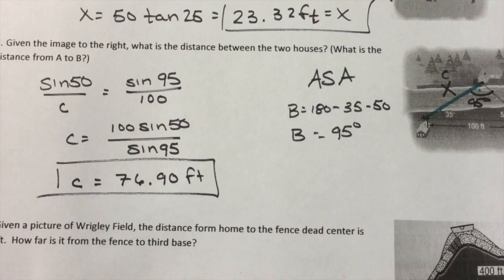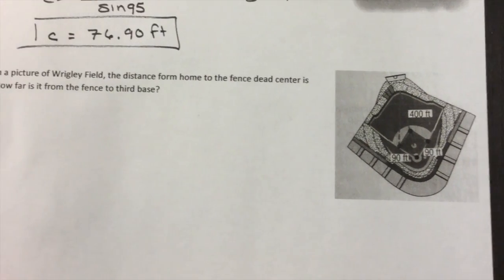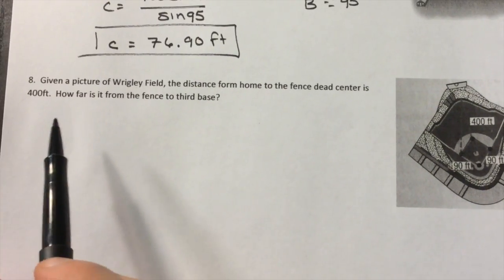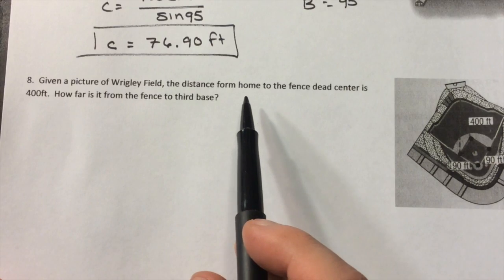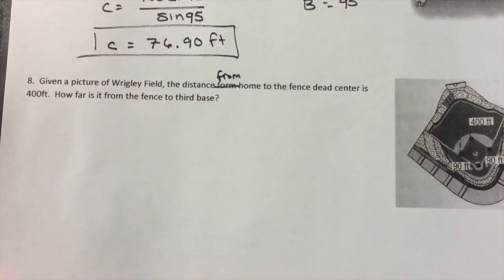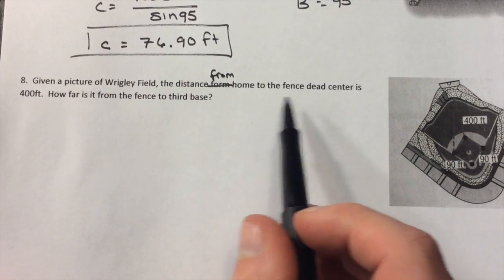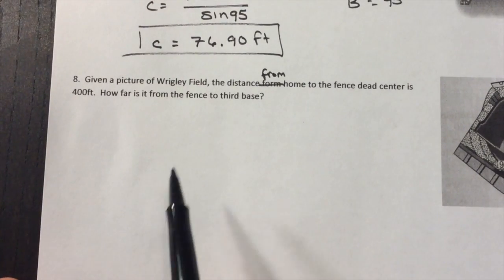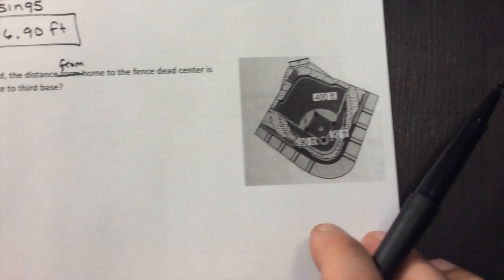And I'm done. Last problem is a story problem, and it's given a picture of Wrigley Field. The distance from home form, that should be from, I'll fix that for you guys tomorrow. Home to the fence, dead center, is 400 feet. How far is it away from the fence to third base?